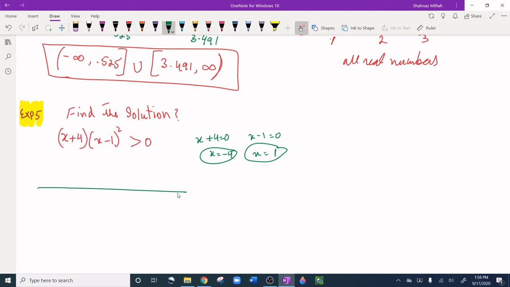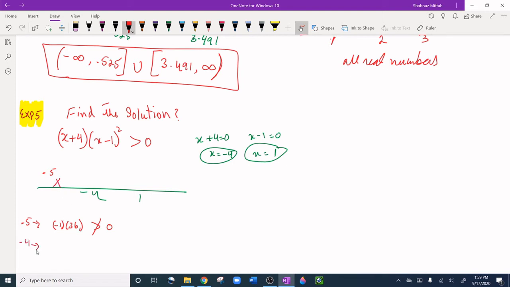So I'm going to make a number line. I have negative 4 and I have 1. Plug in negative 5 here. When I plug that negative 5 into this equation, I get negative 5 plus 4, which is negative 1, and negative 5 minus 1 is negative 6, which gives me 36 because it's a square. Is negative 1 times 36 greater than 0? No, because I'm getting negative 36. So negative 5 doesn't work.